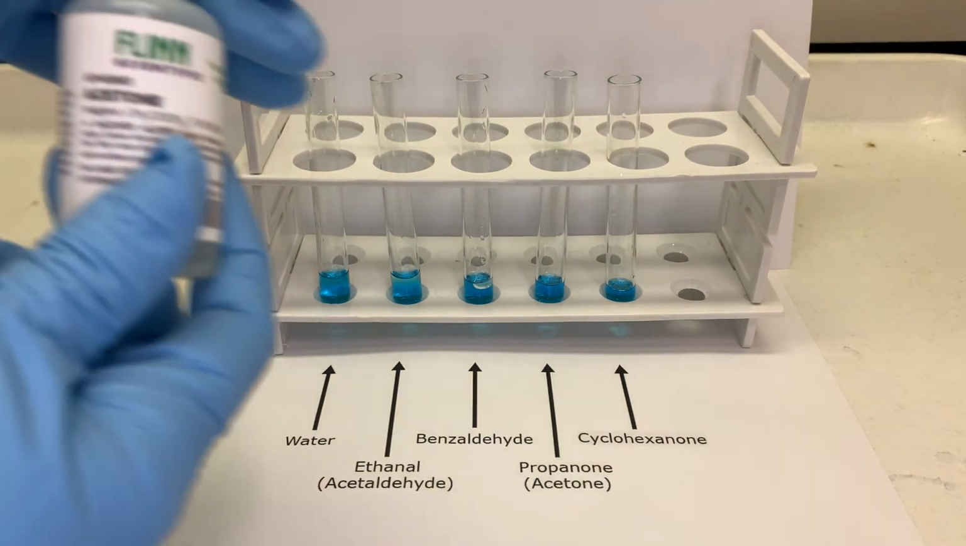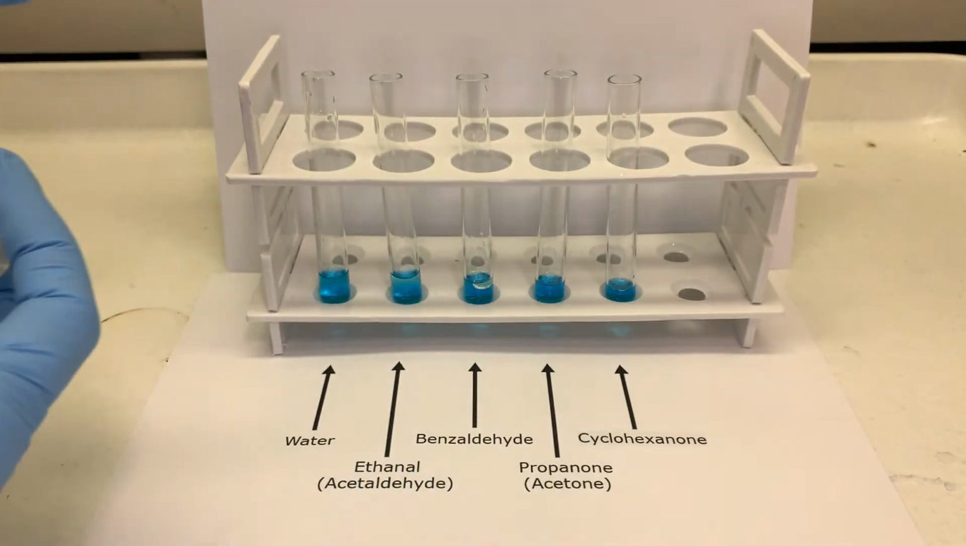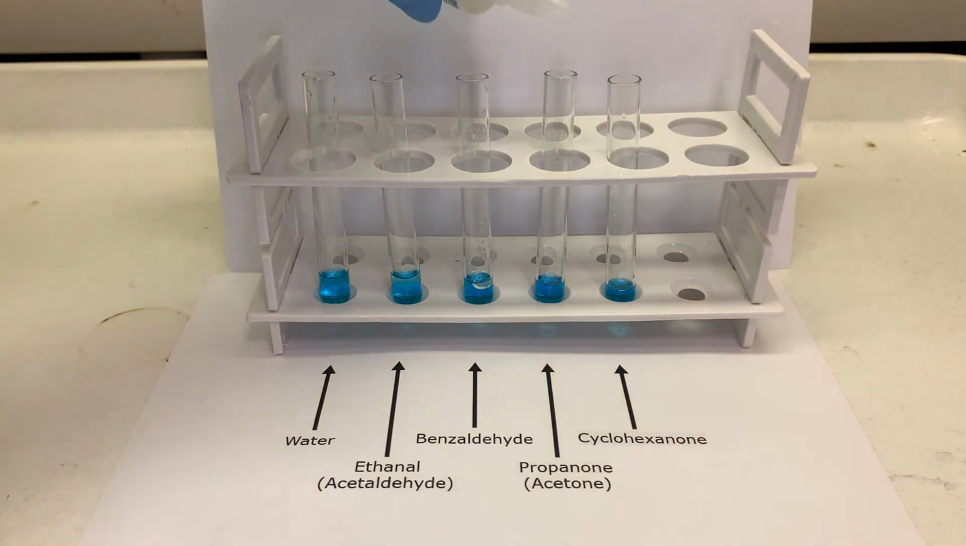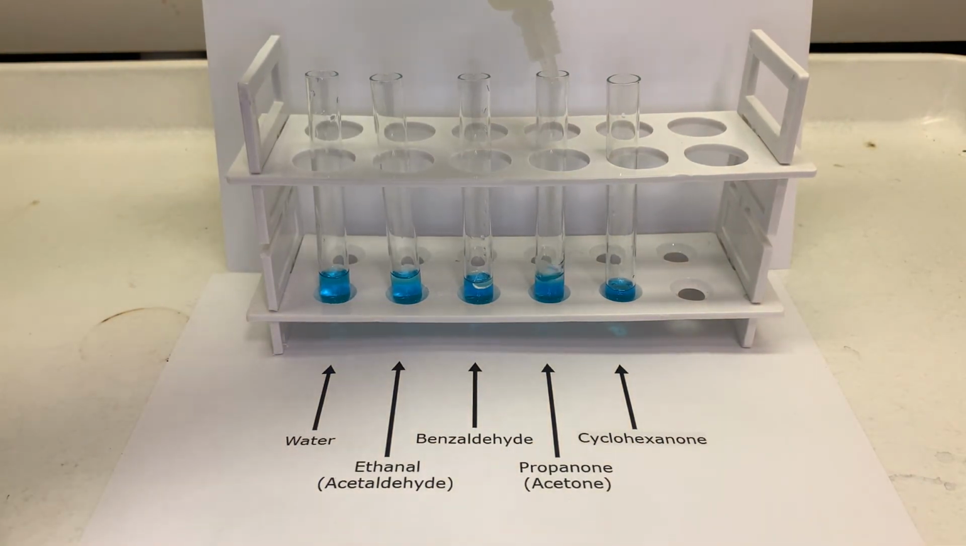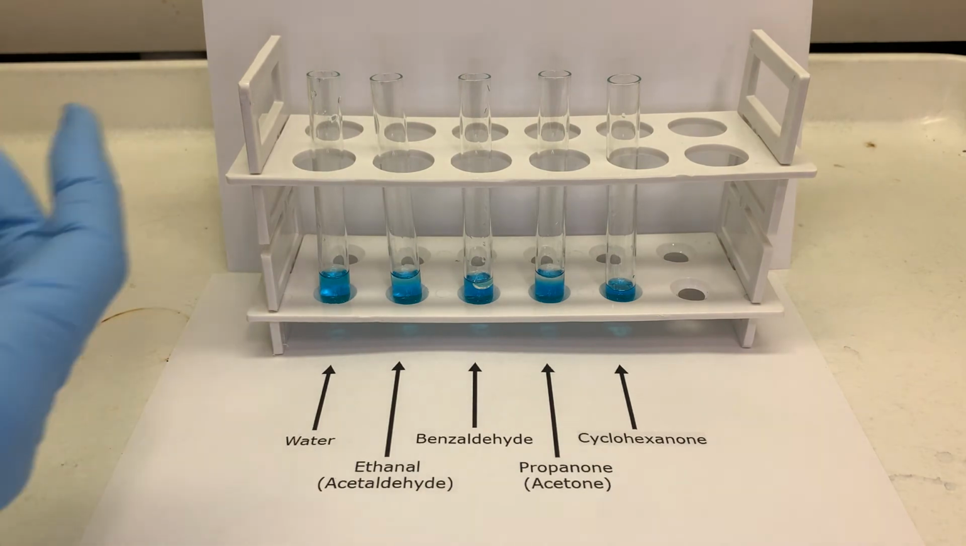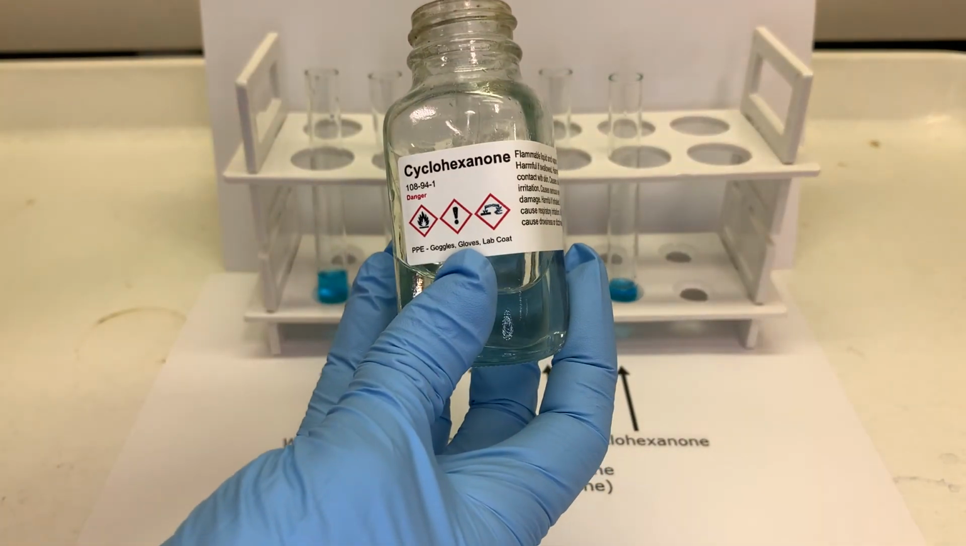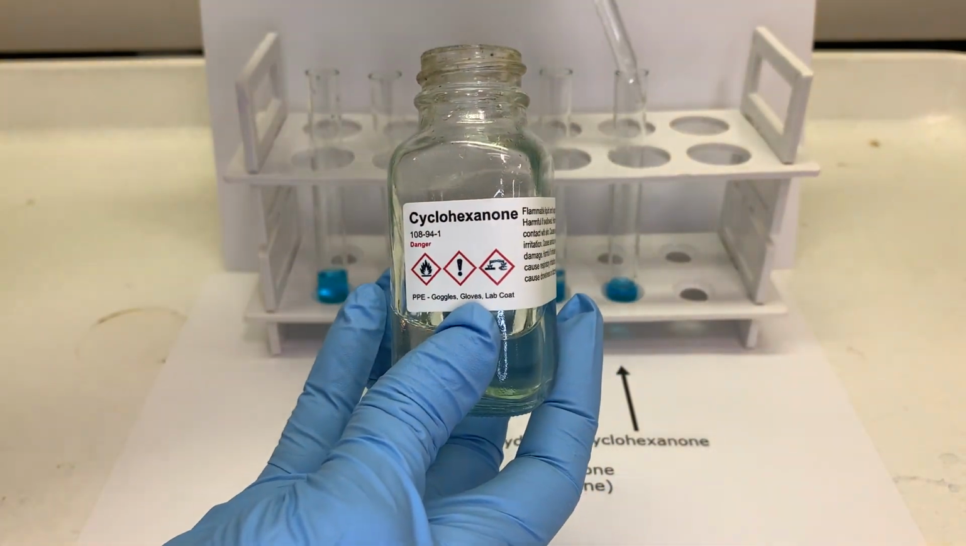Then I will add acetone to my fourth test tube and cyclohexanone to the last test tube. I'm going to heat these in a hot water bath for about 5 minutes, and then we will examine the results at the end.